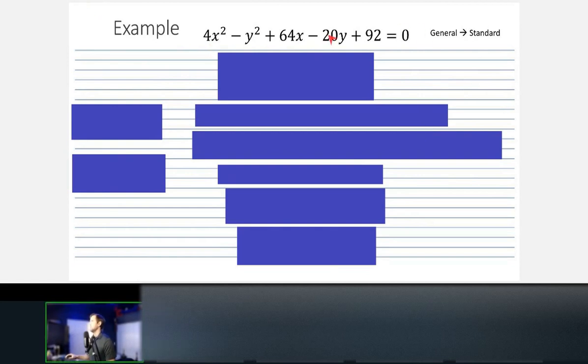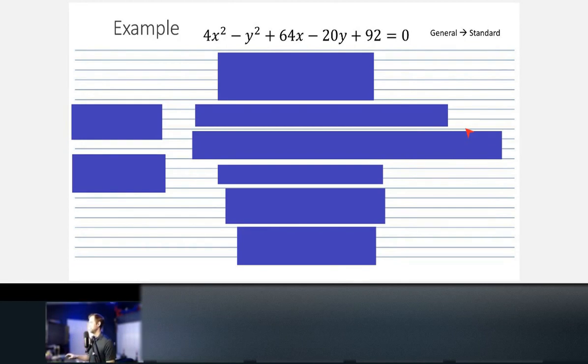Okay, so general to standard. Think about ellipses, because it's basically the same thing. What do we do first? So yeah, we move the constant to the other side, and we can reorder.